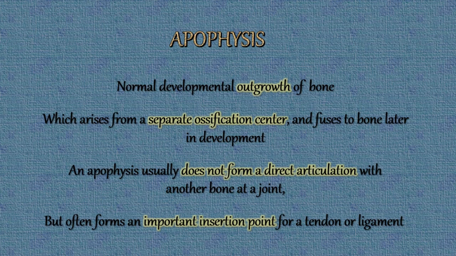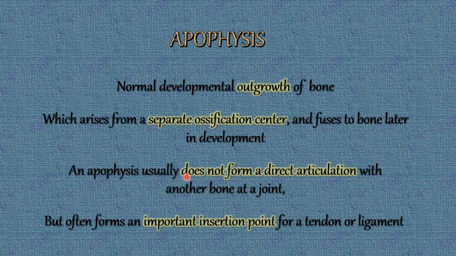What is apophysis? We already know about the diaphysis, metaphysis, and epiphysis, and recently we learned about the physis also. But what is apophysis? The apophysis is a normal developmental outgrowth of bone. This is normal bone cortex, and this is sort of an outgrowth or bulge of the bone, a normal developmental outgrowth, right? It arises from a separate ossification center and fuses to the bone later in development.